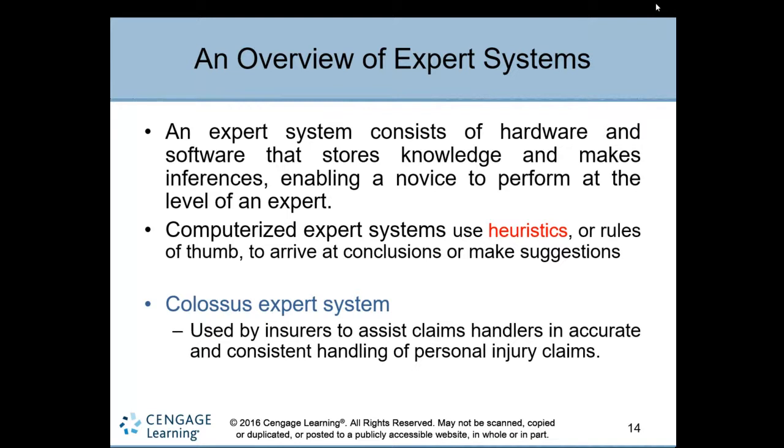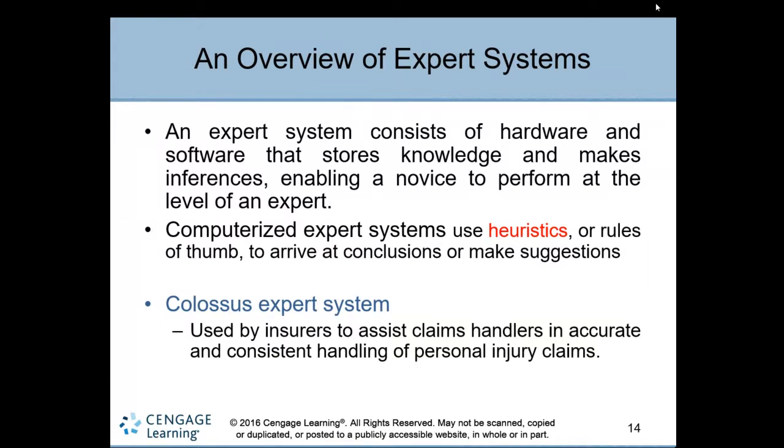So you have an expert system. Based on this system, a novice, a new user, can access the knowledge stored in it to become an expert. So he will become an expert user, right, with the help of the knowledge available in the organization's database. For example, computerized systems use heuristics or rules of thumb to arrive at conclusions or make suggestions. So if you have computerized expert systems, they will use a heuristic approach to arrive at a decision, a conclusion, or to make suggestions, right?